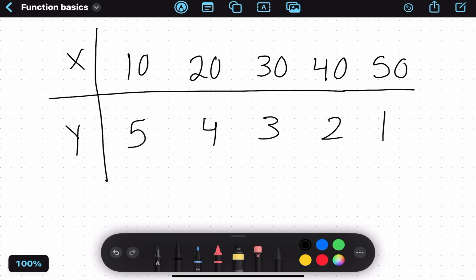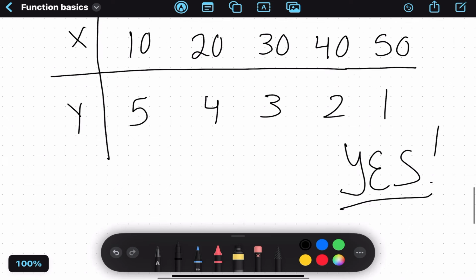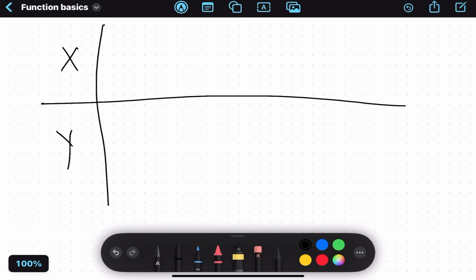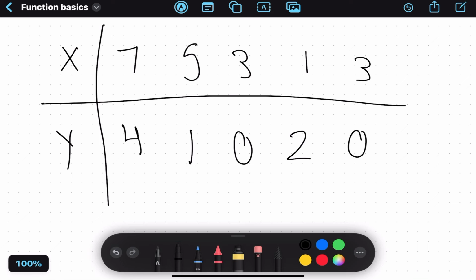This one should be pretty easy. 3, 2, 1. Okay, I'm sure you guessed it. Yes, this is a function because there are unique x values and unique y values. So no overlap. This is a function. Two more examples. This one should be just a little tricky, but I'm sure after what we covered, it shouldn't be hard at all. Okay, so drum roll. Is this a function?